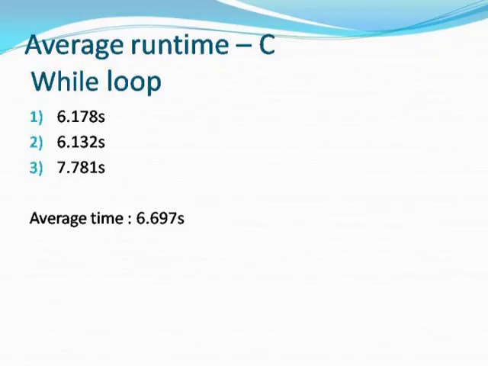These are the average times for the while loop in C. First time it took 6.178 seconds. Second time it took 6.132 seconds. Third time it took 7.781 seconds. As average, 6.697 seconds.